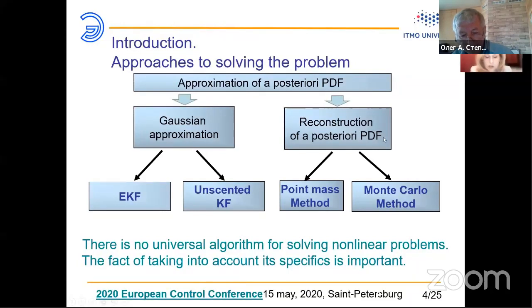The second group of algorithms is based on the reconstruction of the probability density function. In this group, the best-known algorithms are the mass point method and various modifications of the Monte Carlo method. Using this approach, we can design algorithms that provide accuracy close to the optimal algorithms. However, such algorithms still require significant computational costs. To synthesize algorithms which do not require a large amount of computation, it is necessary to take into account the specific feature of the problem being solved.